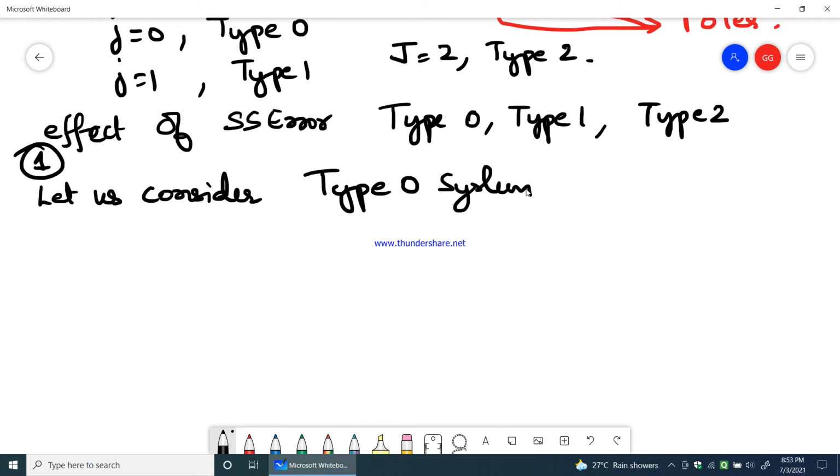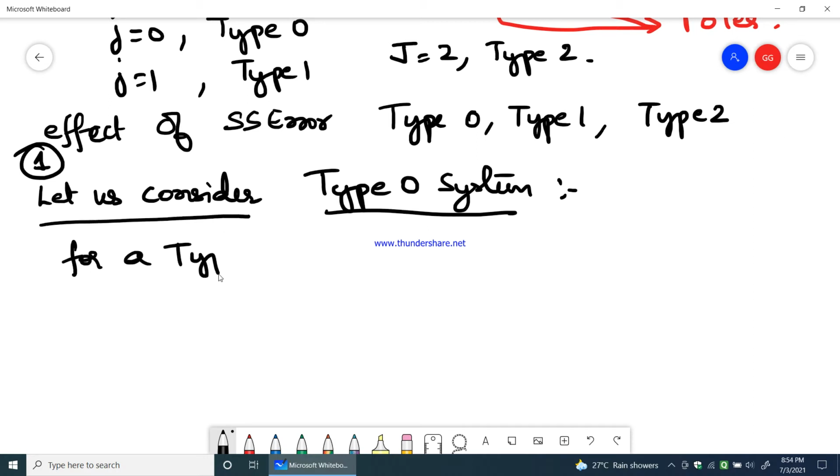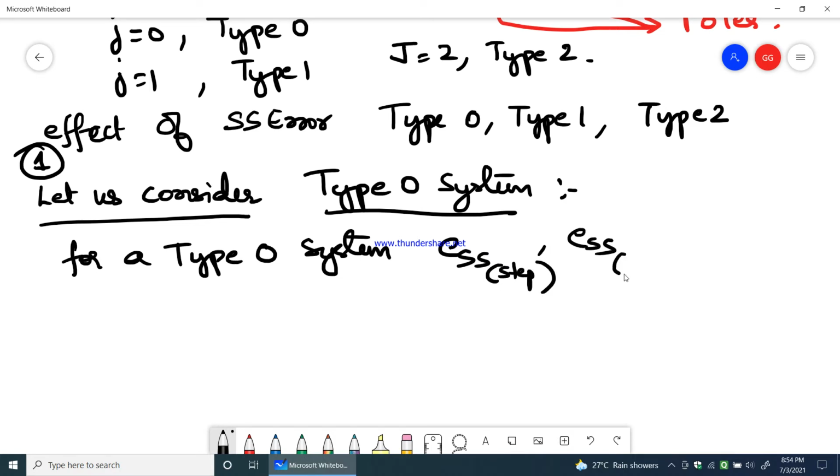Now let us write for a type 0 system what would be the steady state error when a step input is applied, what would be the steady state error when a ramp input is applied, and what would be the steady state error when a parabolic input is applied. So we are going to define all three steady state errors for a type 0 system. That is what we are doing.